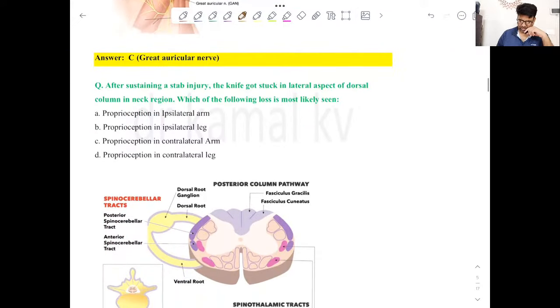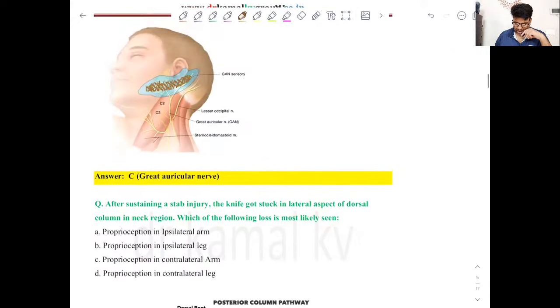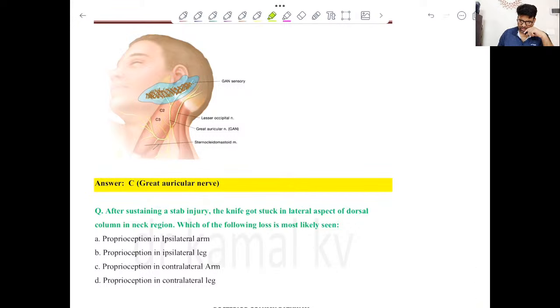Next question. Now this is a good question. There is a stab injury, and after that the knife got stuck in the lateral part of the dorsal column. So what loss would be seen? There is a stab injury, and the injury has occurred in the lateral part of the dorsal column.